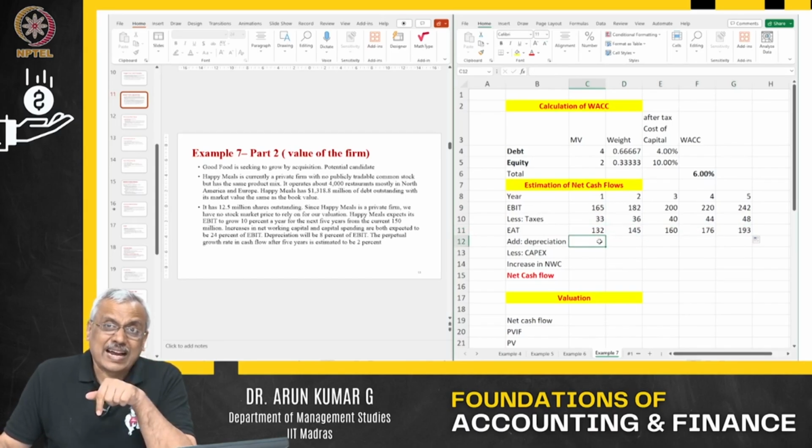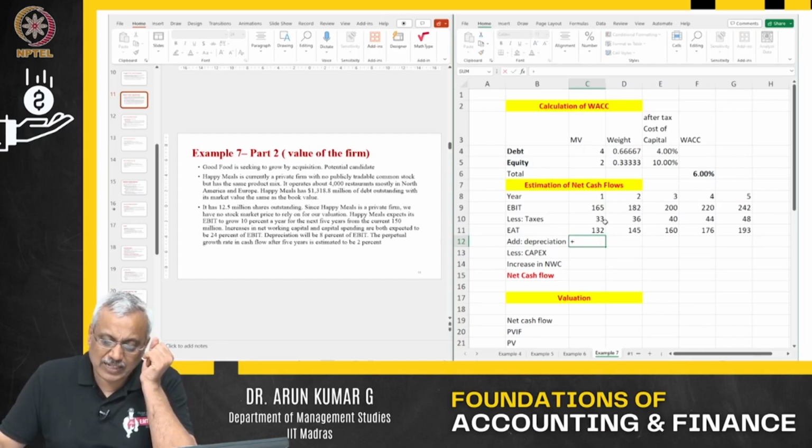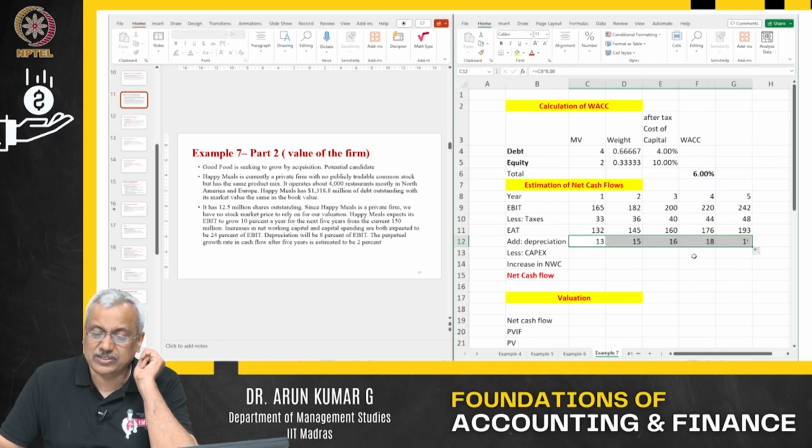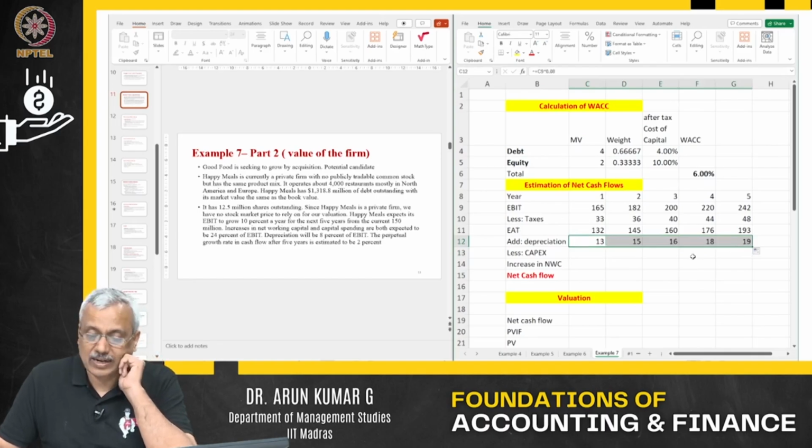I want to calculate the cash flows because I am looking at valuation, and I will add back depreciation to the cash flow for a simple reason: depreciation is a non-cash outflow item. So, I will add depreciation to the cash flows. Depreciation is 8% of the EBIT here, so I am adding back depreciation, and it is nothing but 8% of the EBIT.